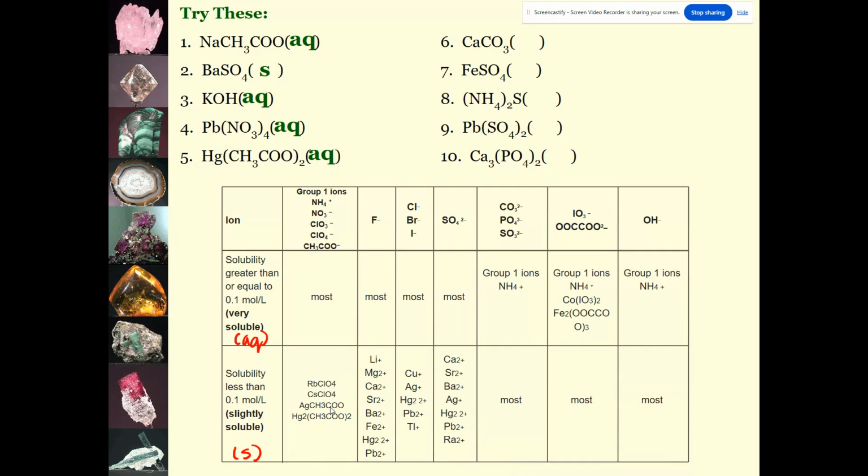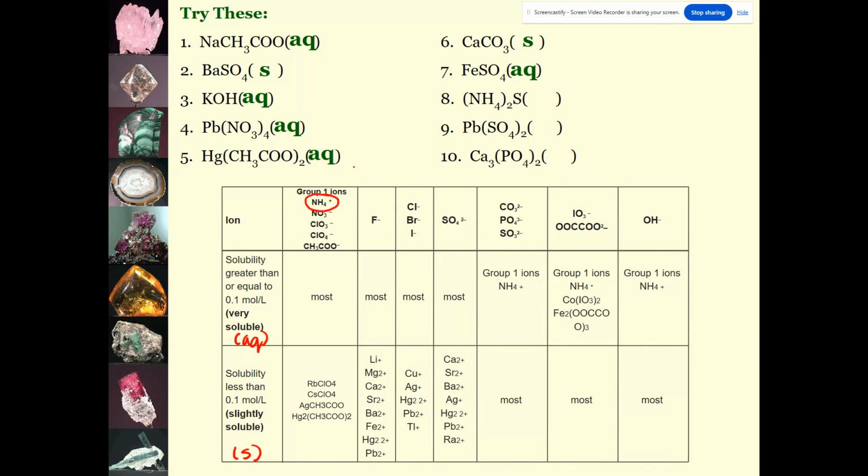So for number 6, we have calcium carbonate. Carbonate is up here. Calcium is not a group 1 ion or ammonium, so therefore it would fit in the bottom and be solid. Iron sulfate. Now, iron again is multivalent. I check with sulfate. Iron, no matter what charge it has, is not listed down there, so it would be aqueous.